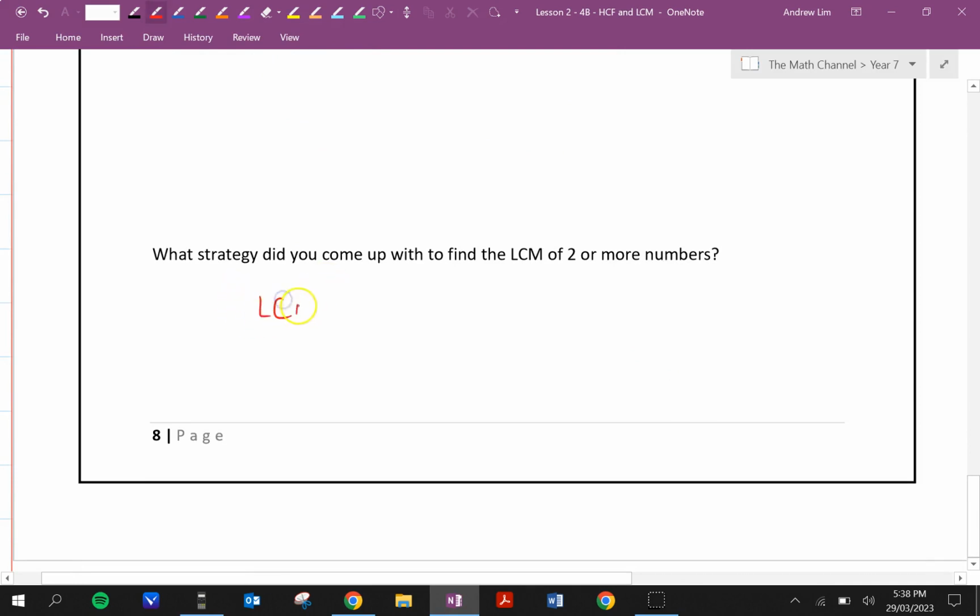The lowest common multiple is equal to the first number times the second number divided by the highest common factor. So it's really important that you know how to work out the highest common factor, because we use it to work out the lowest common multiple. Okay, so this is only to work out the lowest common multiple of two numbers. In order to use it for more numbers, we just need to do this multiple times.